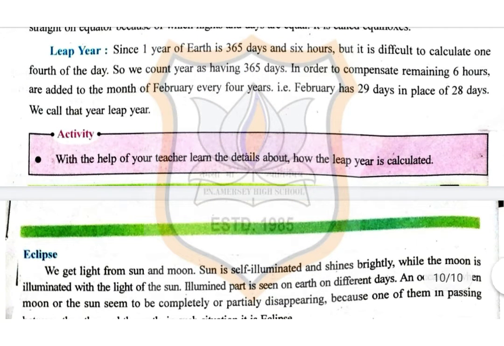Leap year. One year of Earth is 365 days and 6 hours, but it is difficult to calculate one fourth of a day. So we count the year as having 365 days. In order to compensate, the remaining 6 hours are added to the month of February every 4 years. That is, February has 29 days in place of 28 days. We call that year a leap year.